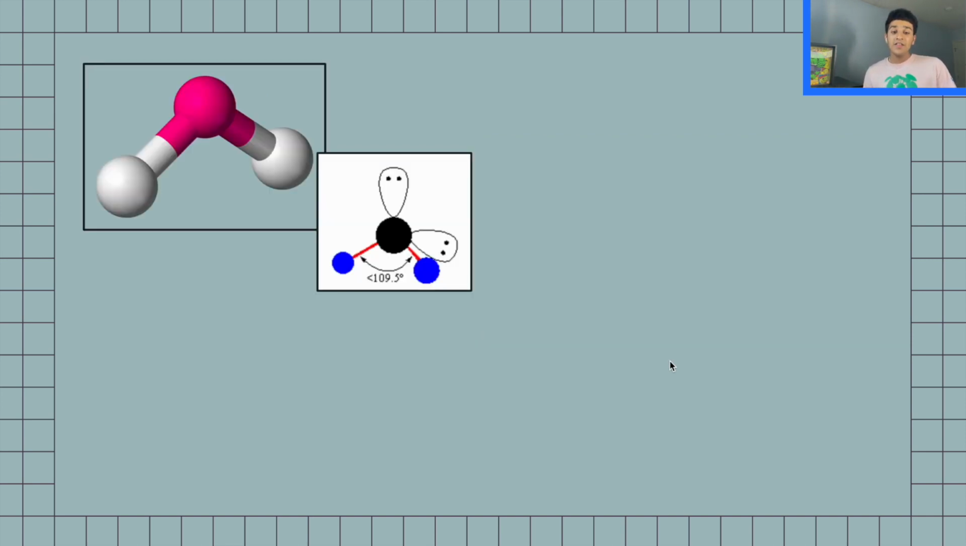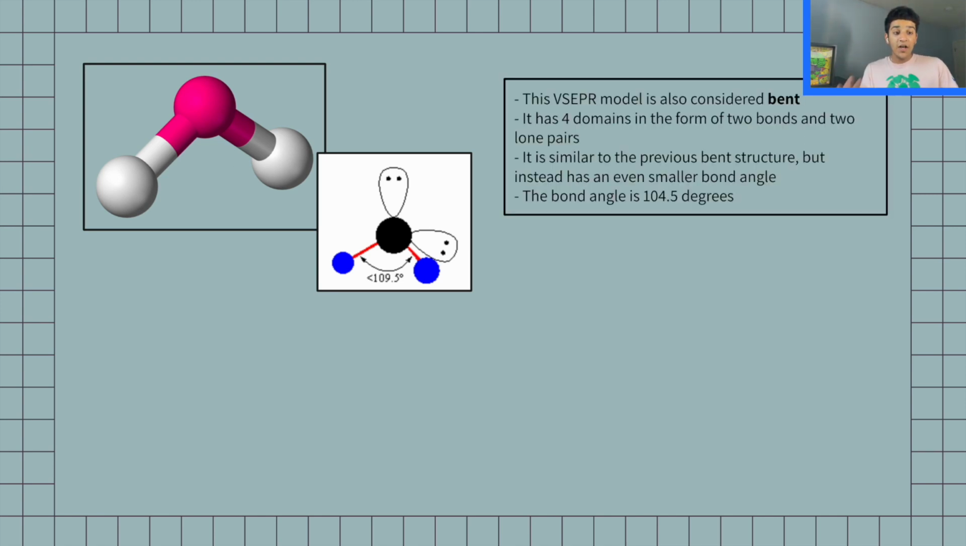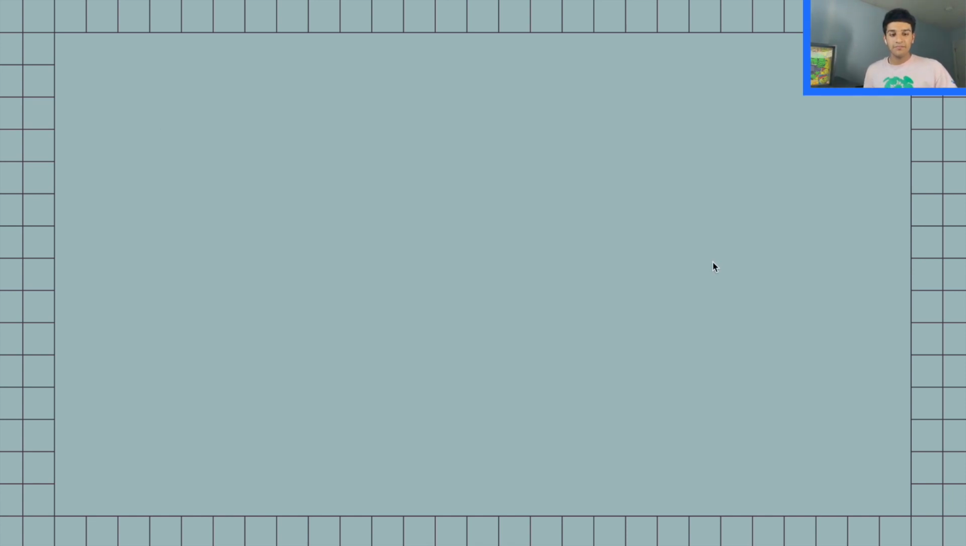This is another final model within the family of 4 domains, and this is another VSEPR bent model. The reason that it has an even smaller bond angle than the other bent one is you just added another pair of electrons on top, so another lone pair. As you keep adding lone pairs, that causes more repulsive forces, and the bent model bends down even more, which shrinks the bond angle between them, which is why in this case the bond angle is 104.5 degrees. Moving on, we have VSEPR model families that have 5 domains.